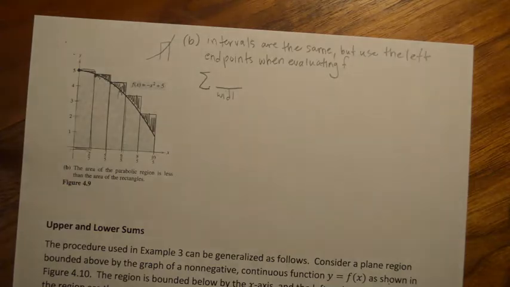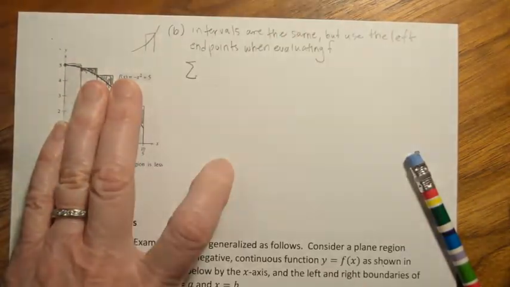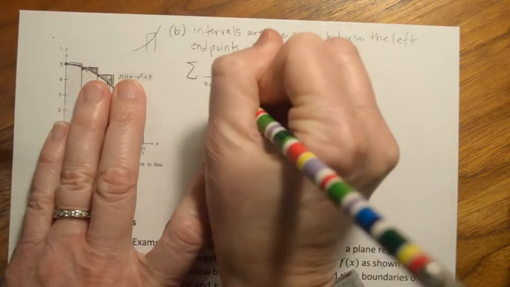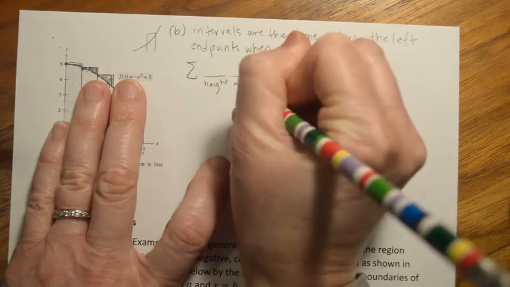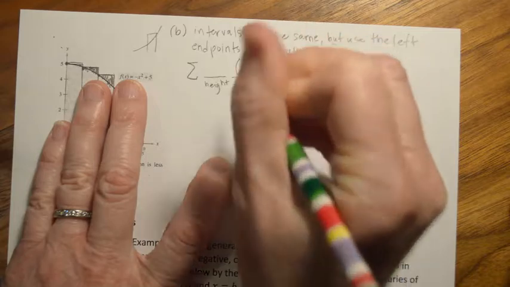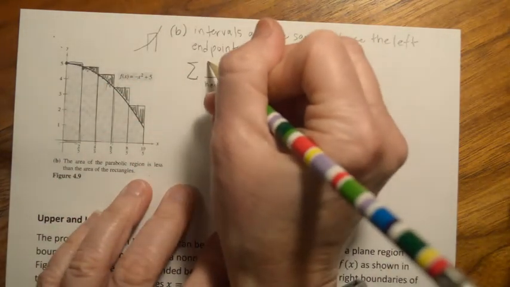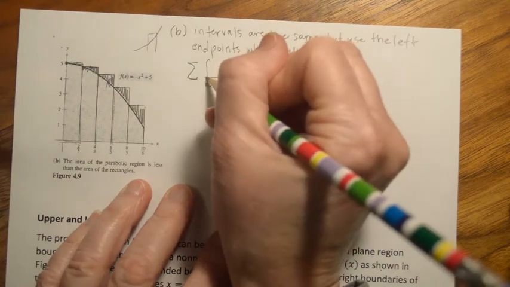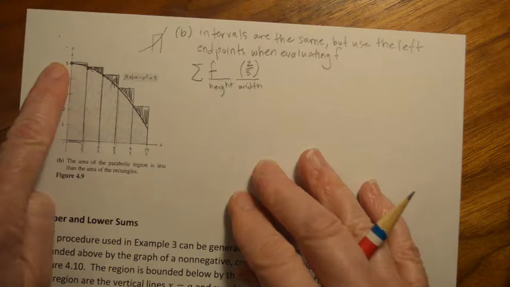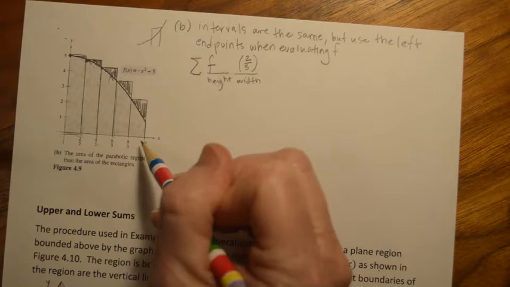Actually, let me do it in the same order that I did before. We're doing the height times the width. Right, and the width is still going to be 2/5. Again, we're taking the whole length of 2 and dividing it in 5. Right, but now this second part for the height, it's going to be whatever the value of the function is at that left endpoint. All right, so if you remember, before we wanted 2/5, 4/5, 6/5, 8/5, 10/5.